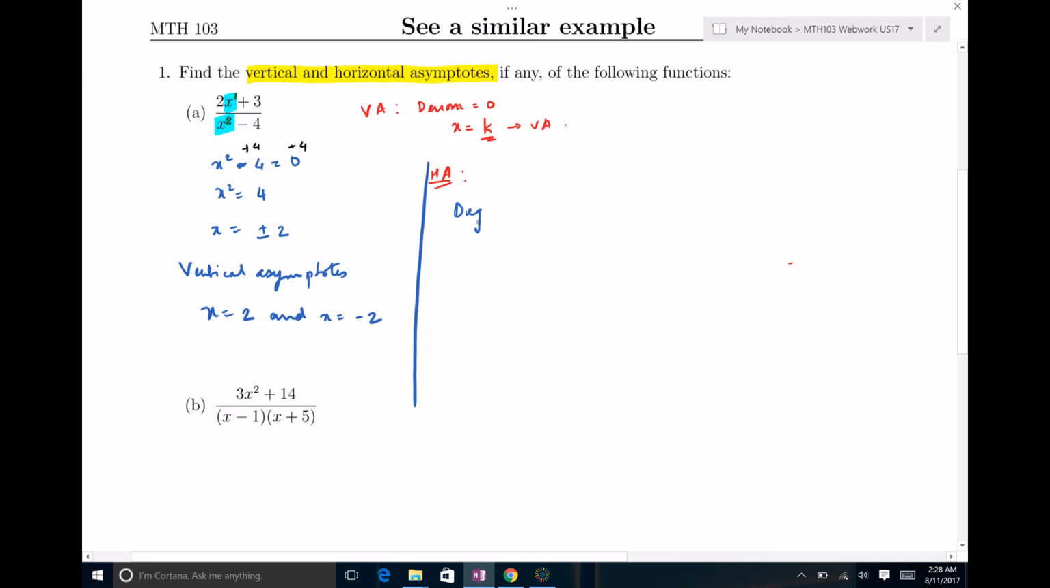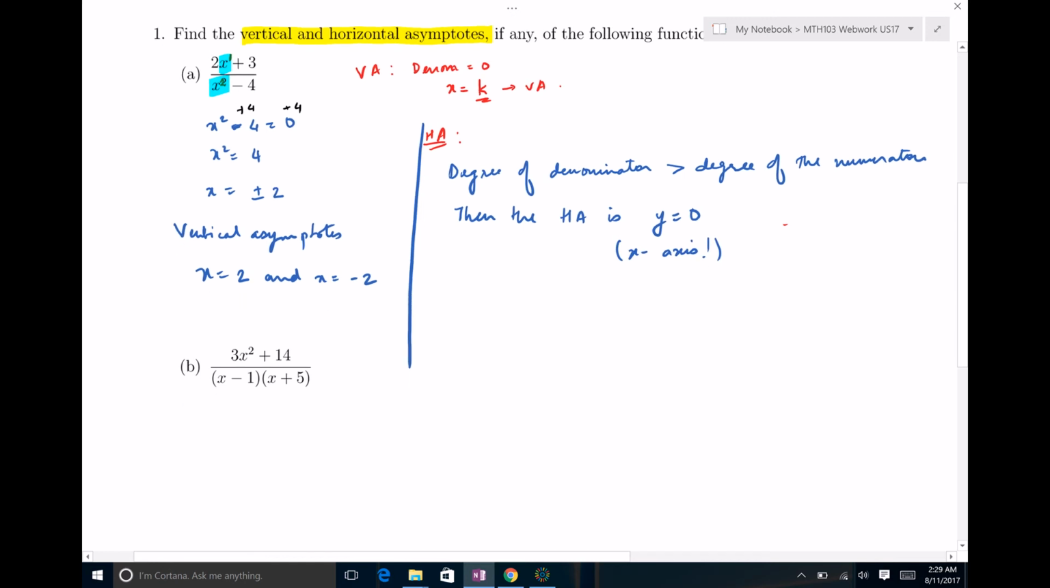So in this case, the degree of the denominator is greater than the degree of the numerator. If this is the case, then we say that the horizontal asymptote is just the line y equals 0, or the x-axis. And this is because as x keeps increasing, as x goes towards infinity, your f of x, let's call this f of x, goes towards 0.